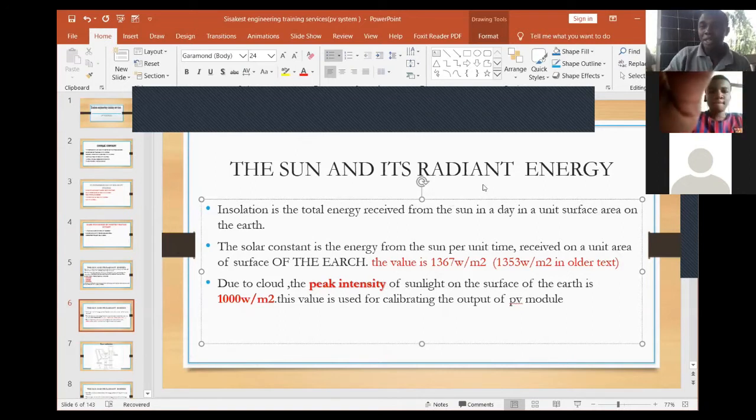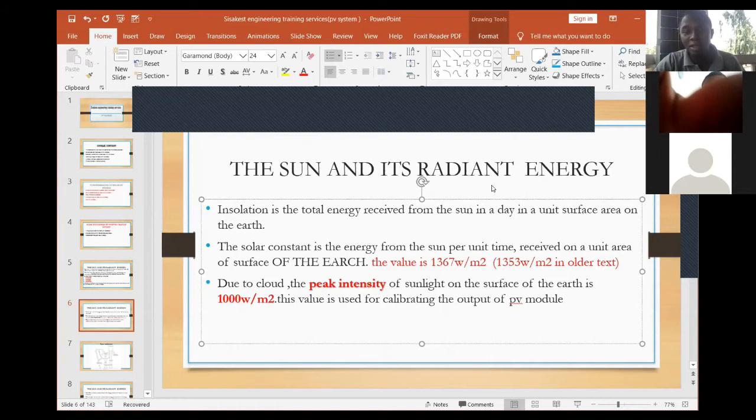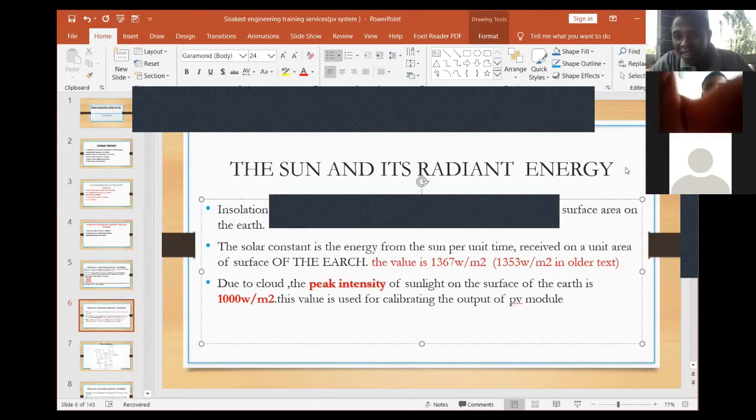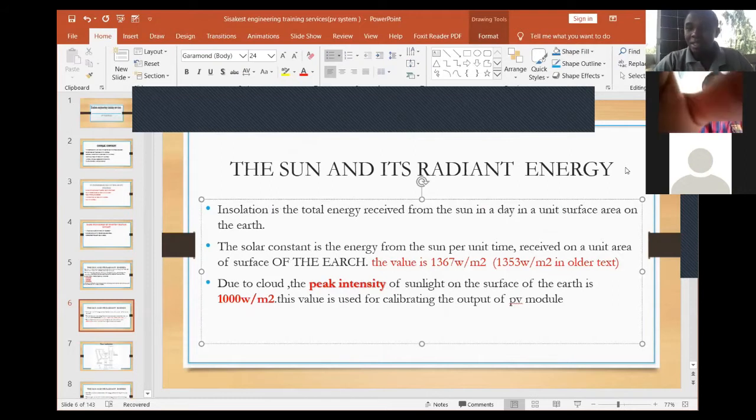It's very important. If they tell you that this solar panel behind me is 100 watts, what it means is that if your insolation is 1000 watts per meter square, that panel should give you its rated capacity. The basis scientists use for measuring whether a panel is 100 watts is that if your solar panel receives 1000 watts per meter square, it should give you its rated capacity. Are we together?